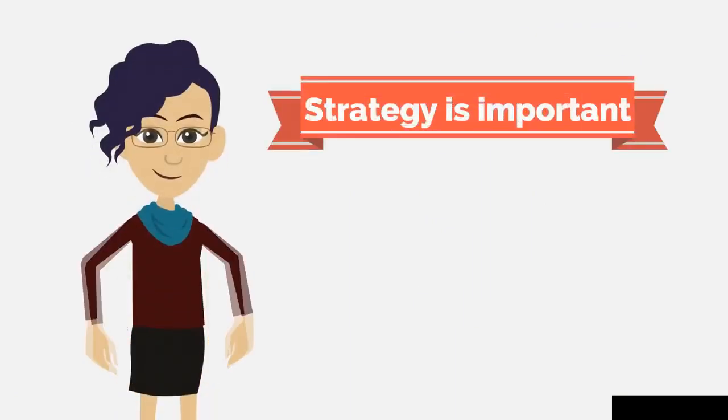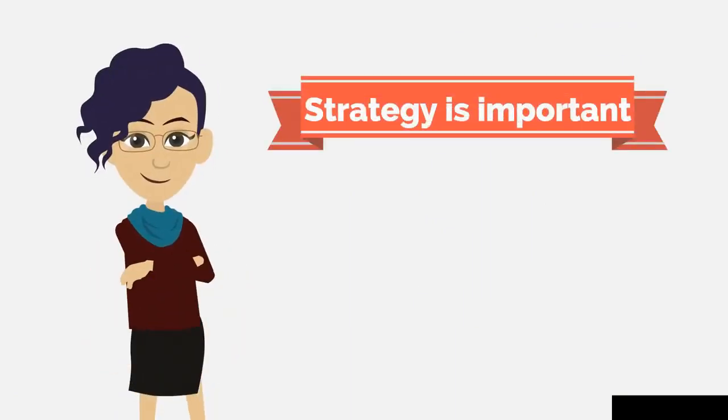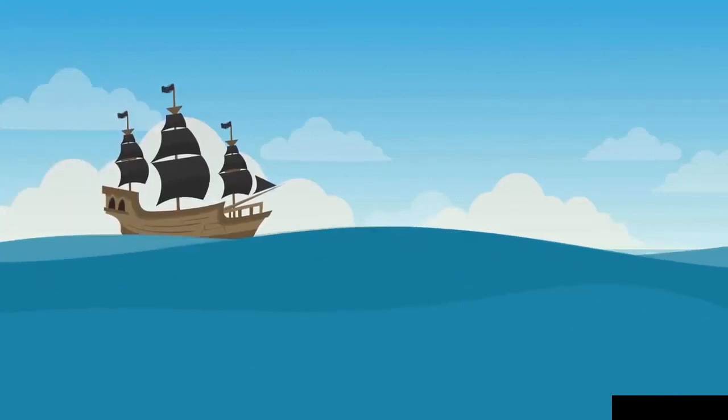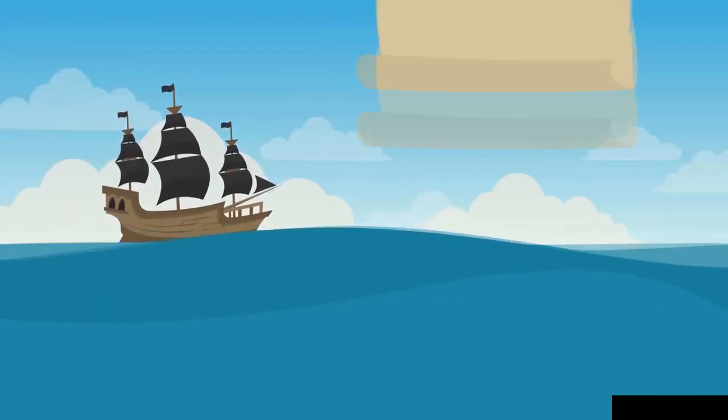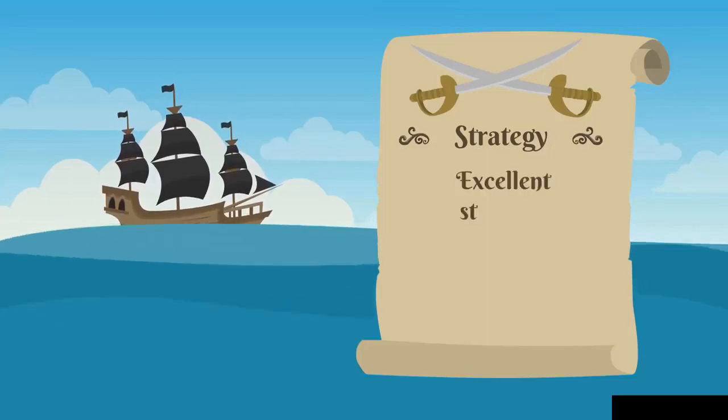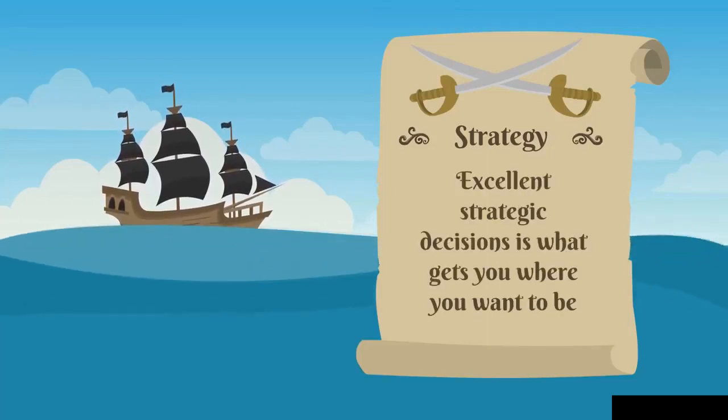The two stories we saw here are good examples of the importance of strategy, and it's no coincidence the strategy module is the first one in this course. These are some of the most critical decisions a company must make. They are as important as having the right direction is for a ship in the ocean. If you don't sail in the right direction, you probably will not get where you want to be. It's the same with companies. Excellent strategic decisions get you where you want to be.